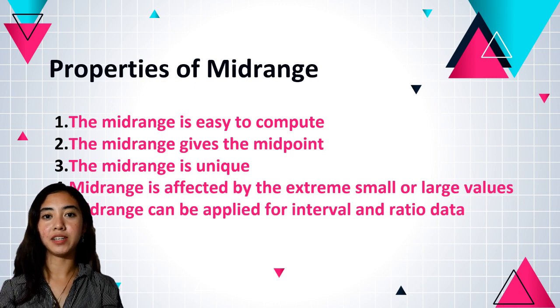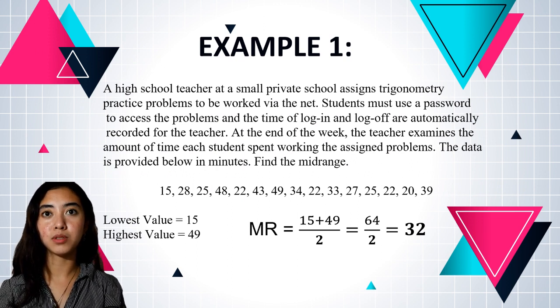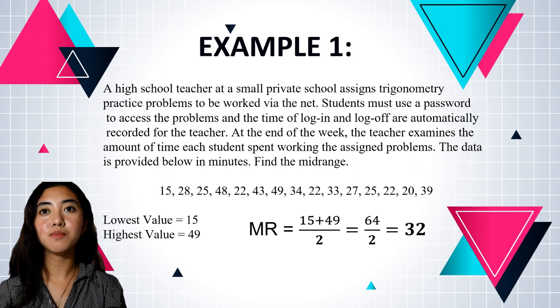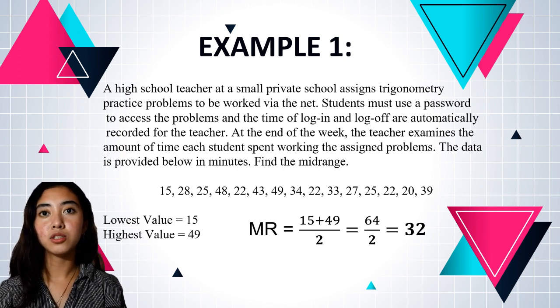So example number 1. A high school teacher at a small private school assigns trigonometry practice problems to be worked via the net. Students must use a password to access the problems, and the time of login and logoff are automatically recorded for the teacher. At the end of the week, the teacher examines the amount of time each student spent working the assigned problems. The data is provided below in minutes. Find the mid-range. So we are given the dataset, which is 15, 28, 25, 48, 22, 43, 49, 34, 22, 33, 27, 25, 22, 20, and 39.